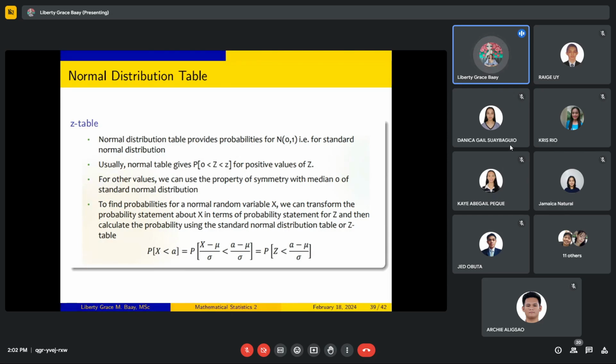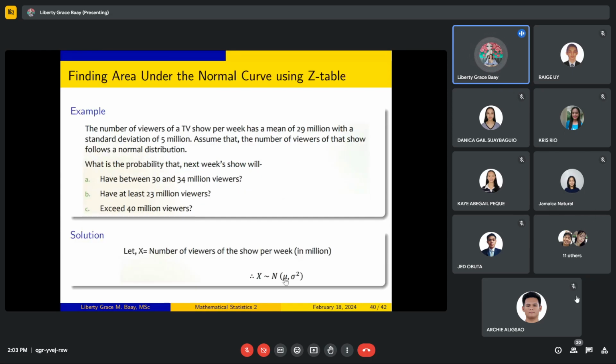So to find probabilities for our normal random variable x, we can transform the probability statement about x in terms of a probability statement for z and then calculate the probability using the standard normal distribution table, or simply the z table. So the probability of x less than a is equal to the probability of z less than a minus mu over sigma.